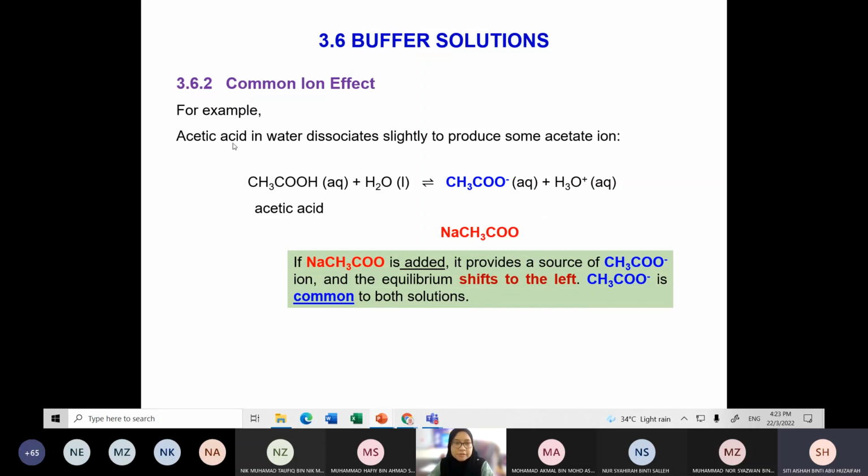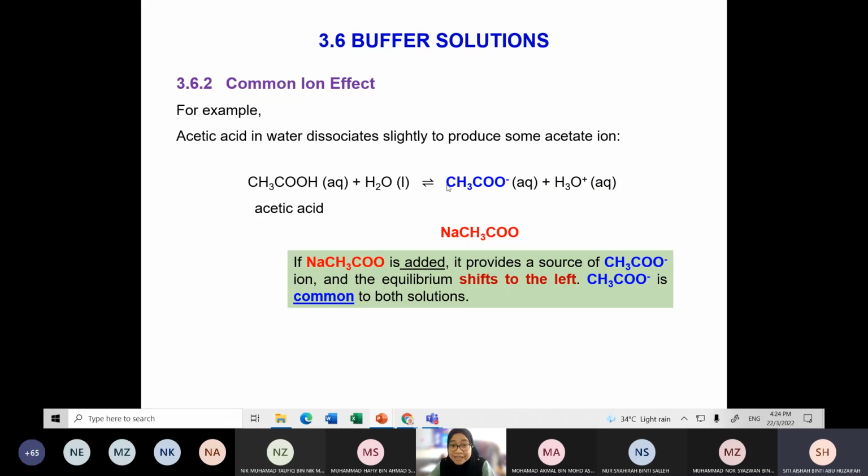Example: acetic acid in water dissociates slightly to produce some acetate ion. We know acetic acid is partially dissociated in water, so it produces a low concentration of acetate ion. That's why we have to add in the salt to support the buffer system. However, if sodium acetate is added, it provides a source of this acetate ion, and the equilibrium shifts to the left.